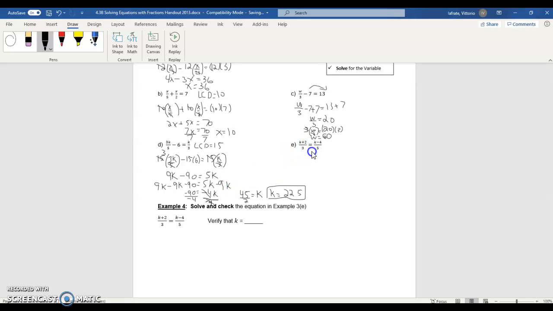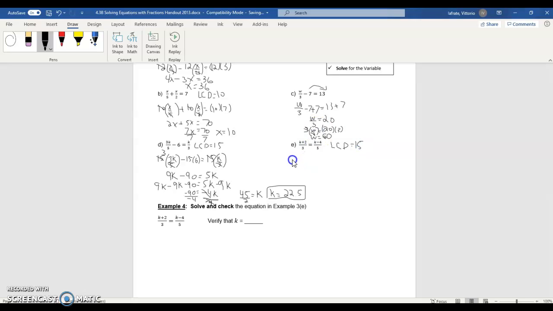Let's do problem E now. So (k plus 2) over 3 is equal to (k minus 4) over 5. And it's the same process. We need to get rid of that denominator by multiplying everything by the lowest common denominator. So the lowest common denominator here between 3 and 5 is going to be 15. So we'll multiply everything by 15.